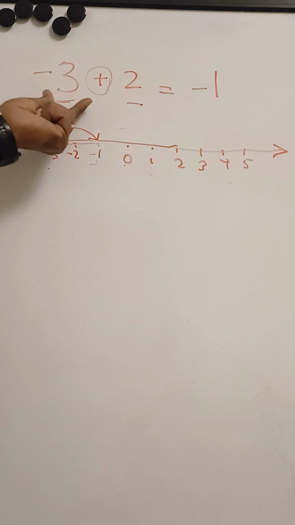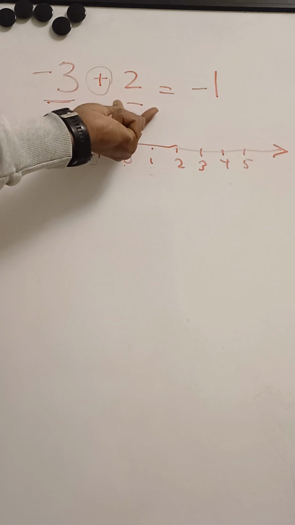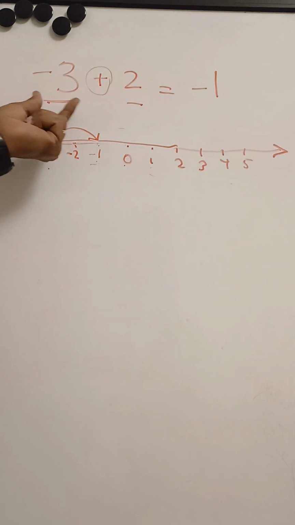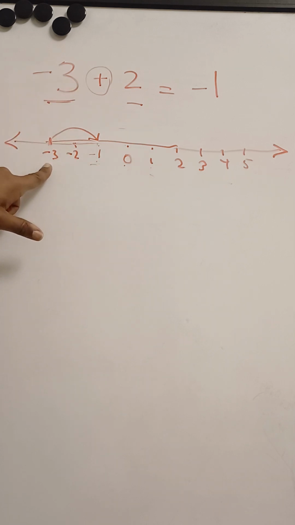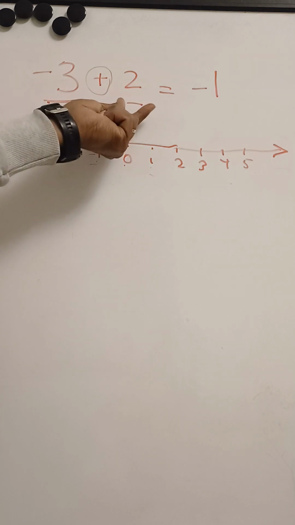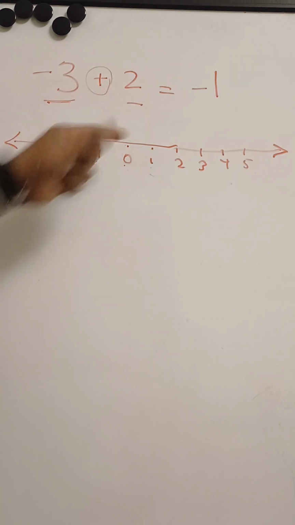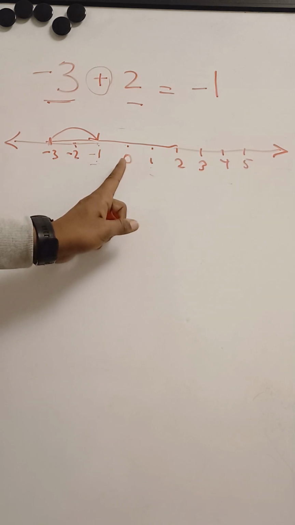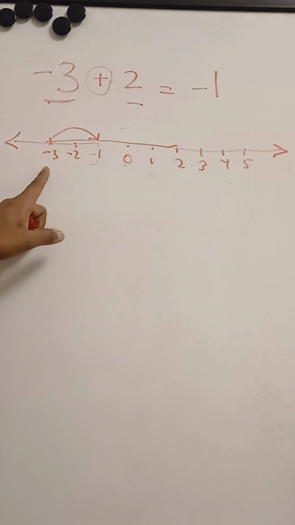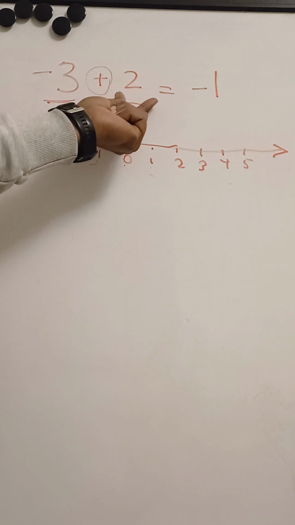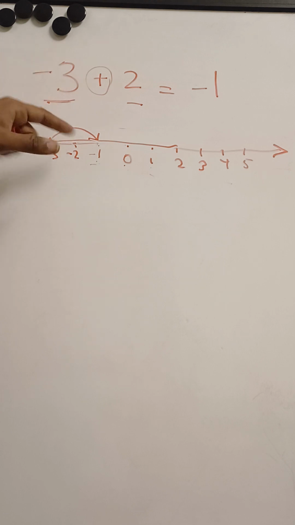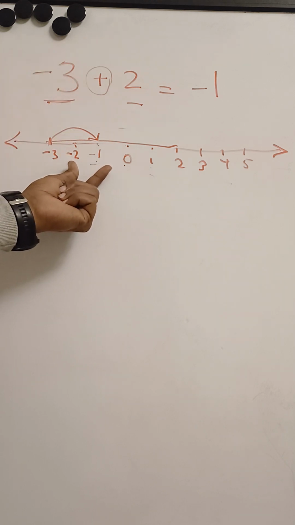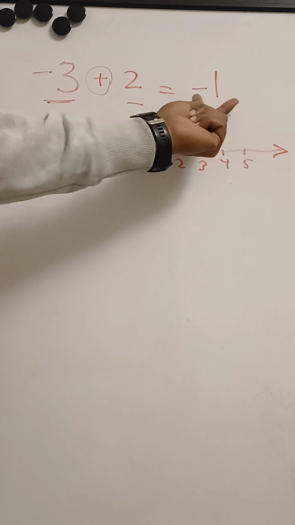We didn't have enough steps to get to the 0. That's why, from negative 3, we moved only 2 steps instead of 3. And because we didn't have enough steps to cross or to get to the 0, we'll end up at a number to the left of the 0. The 2 is less than the 3 if we ignore the signs. So we end up with negative 1.